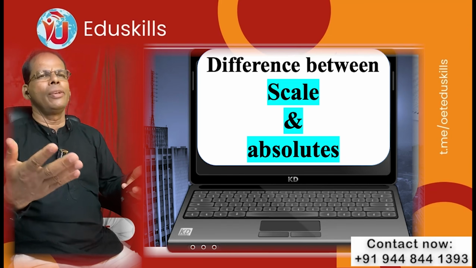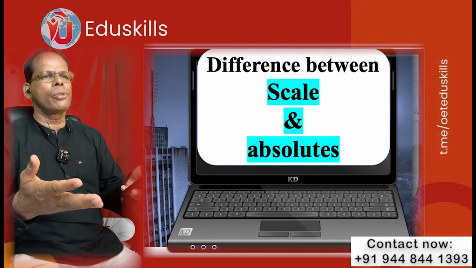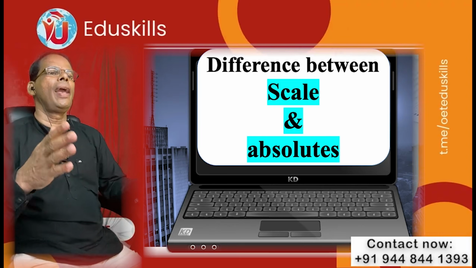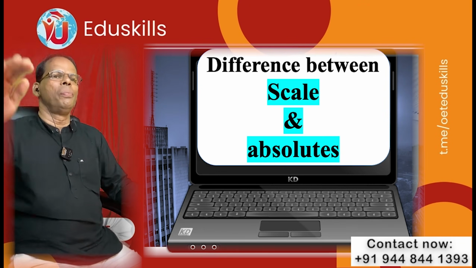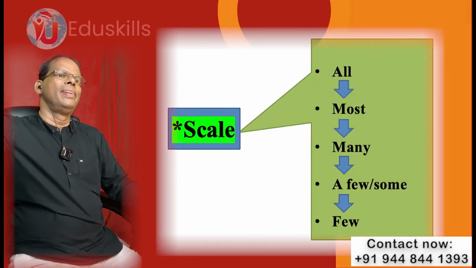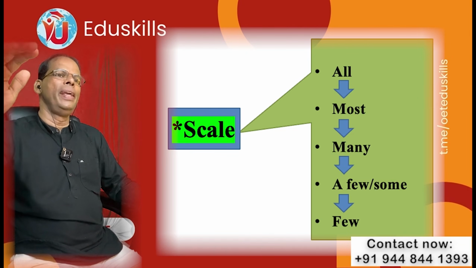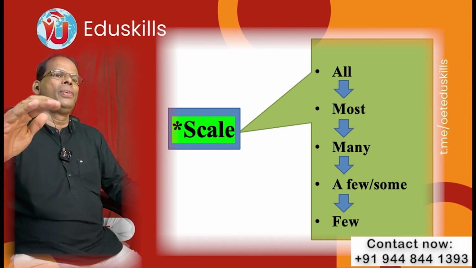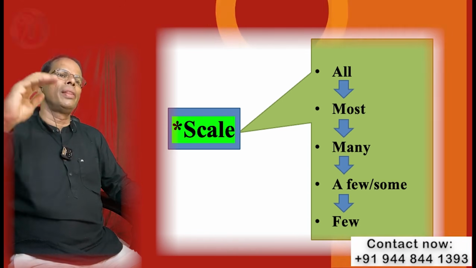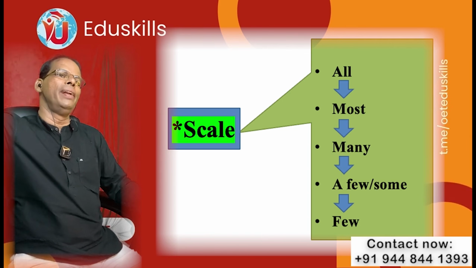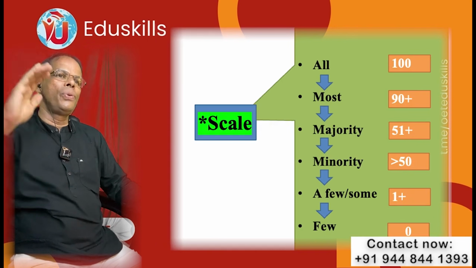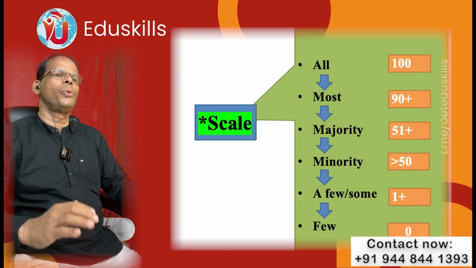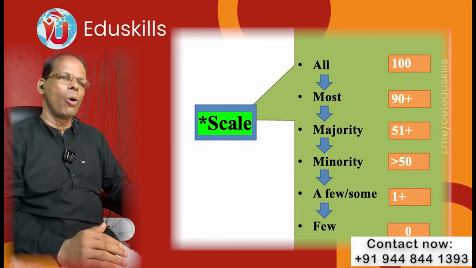The one concern in the YouTube comment space was this today. So, what is the difference between scale and absolute? Absolutes are the extreme poles of the scale. For example, all, most, many, a few, few. So, the extreme end, all nurses are expected to wear masks, is an absolute expression. Few nurses are expected to wear masks. Few is the lower extreme.